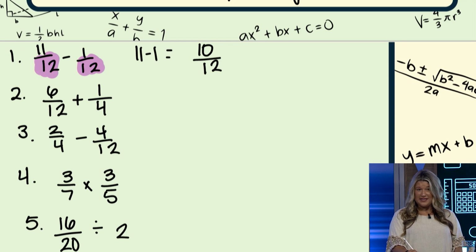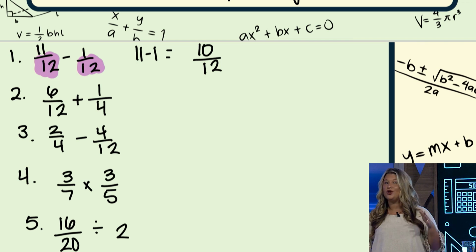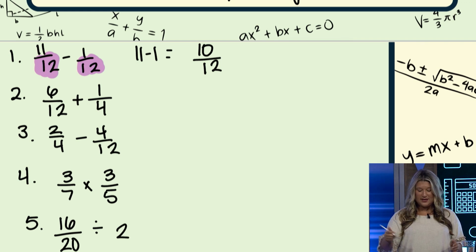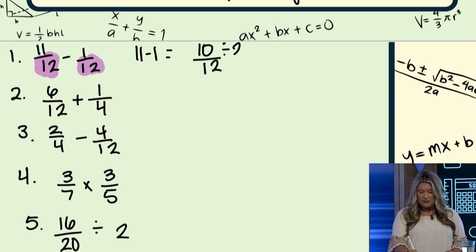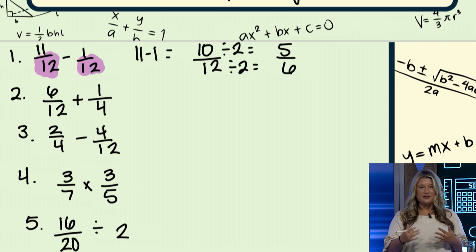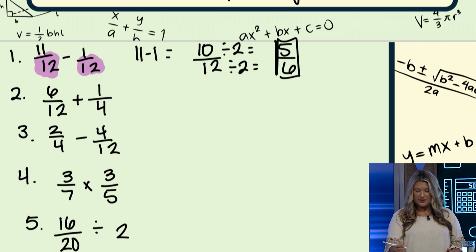I know that 10 is even and 12 is even. Any even number will always be divisible by 2. So if you have an even fraction and you don't know quite what number goes into it, start with 2 and work your way down. 10 divided by 2 is 5, and 12 divided by 2 is 6. We can't reduce that fraction anymore, so our final answer is 5/6. That's quite simple.